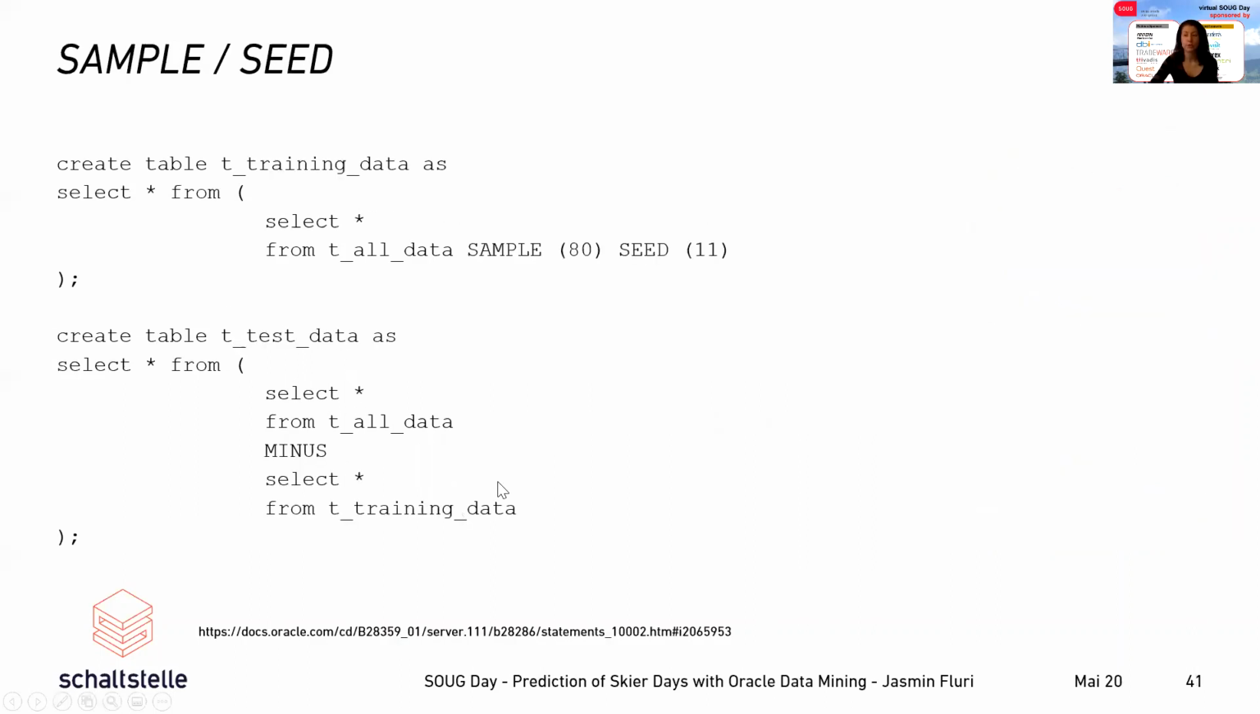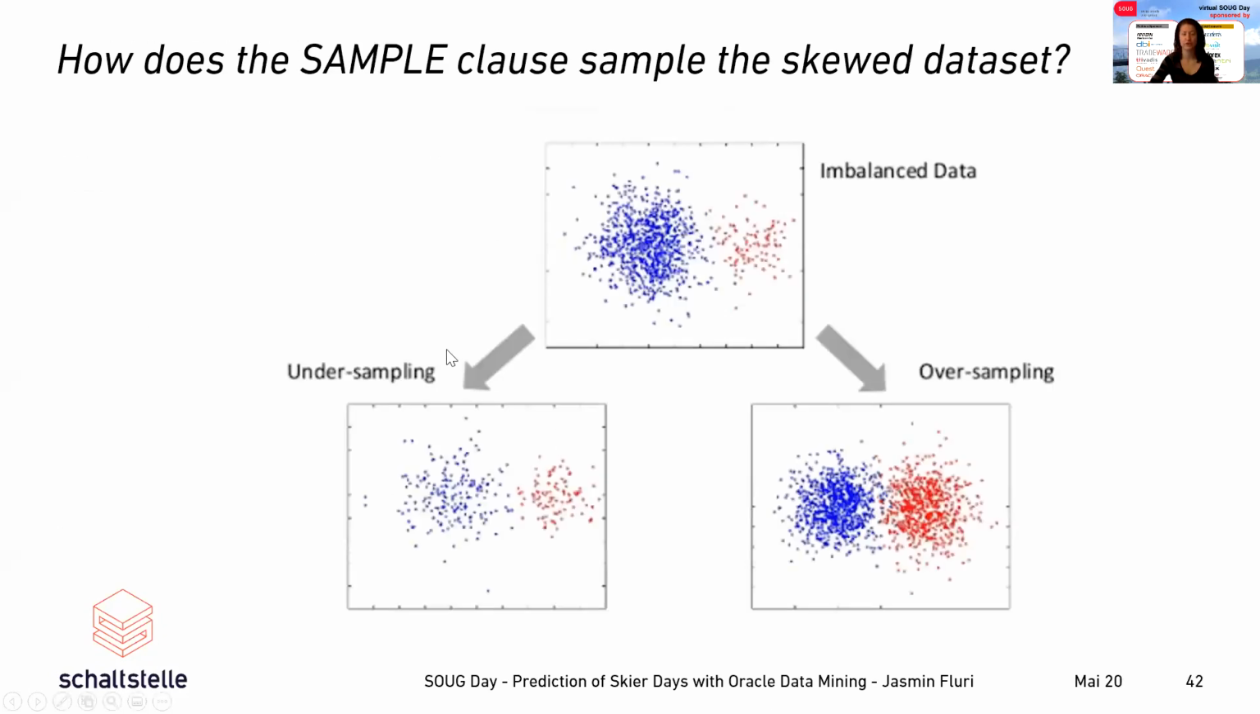The second option that we have is the sample clause. The sample clause checks if the data is skewed and regards this in the sample. So it generates an automatic oversampling of underrepresented data points if necessary, or the other way around, it undersamples data points that are overrepresented. This looks as follows.